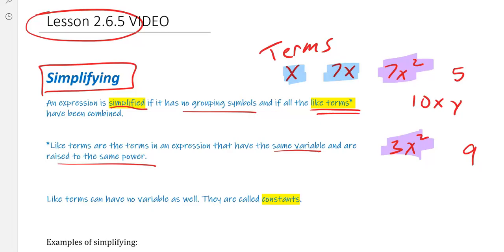9 is a constant, and because it's a constant, we can say that it is like terms with 5. 9 and 5 are like terms. And 10xy, well, that one's all by itself right now, but we can fix that. We can put 4xy. Now 10xy and 4xy are like terms because they have the same variables and the same exponents. So all of those are like terms. Please make sure that you indicate that on your page, the difference between terms and like terms.